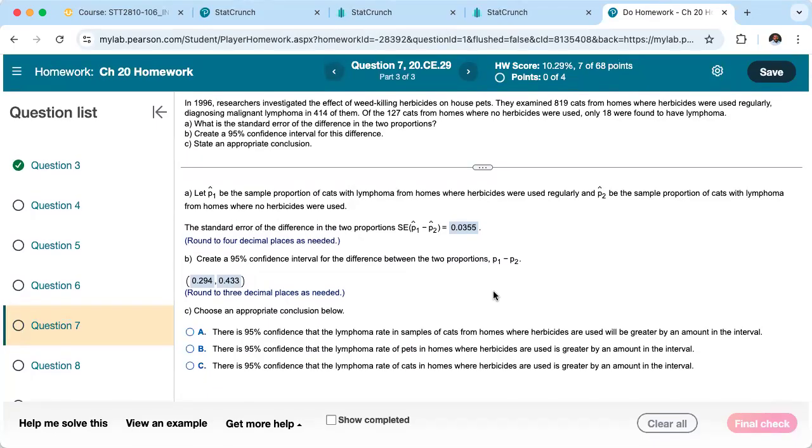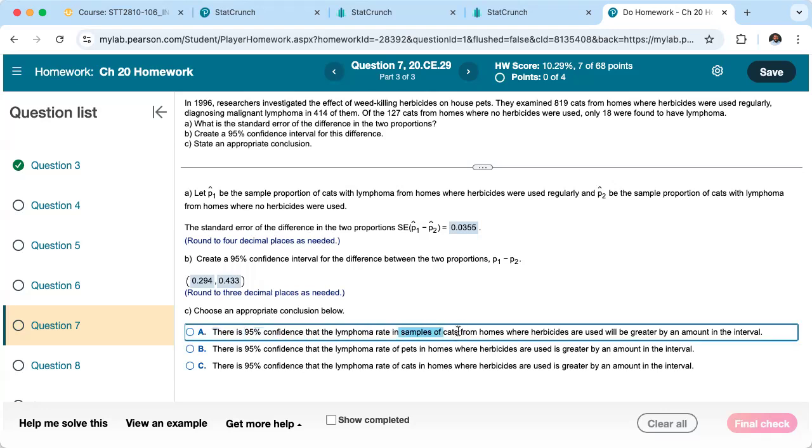The last part says that we should choose the appropriate conclusions below. We know that a confidence interval just gives us the idea that the true proportion or the true difference should be within this interval. The samples here, mine was about cats, yours could be dogs. So now it's about cats, not sample cats. You can see from here, A is out because it says the rate in sample cats, which is incorrect. So A is out. Is that okay? Look at this sentence here, takes A out. Samples of cats, no.